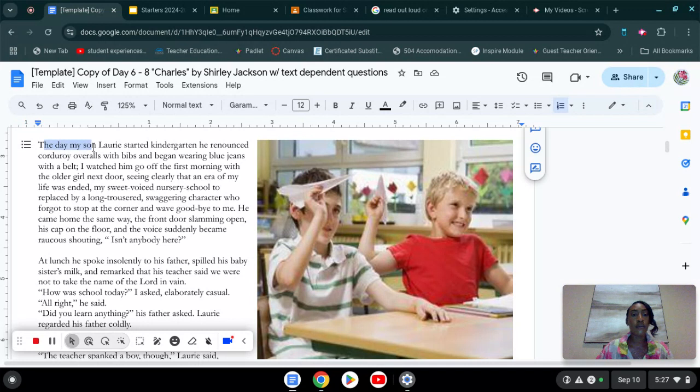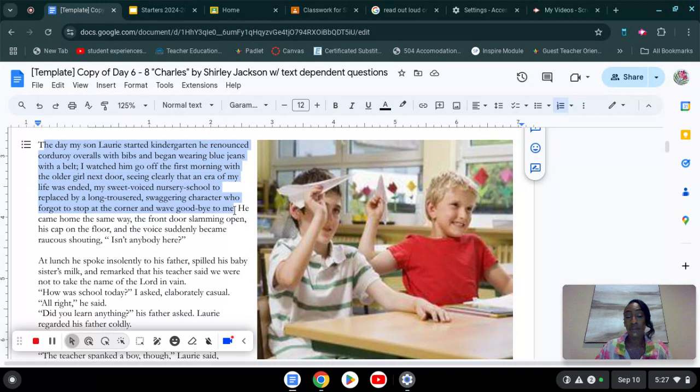So the day my son Lori started kindergarten, he renounced corduroy overalls with bibs and began wearing blue jeans with a belt. I watched him go off first morning with the older girl next door, seeing clearly that an era of my life was ended. My sweet-voiced nursery school boy to be replaced by a long-trousered, swaggering character who forgot to stop at the corner and wave goodbye to me.